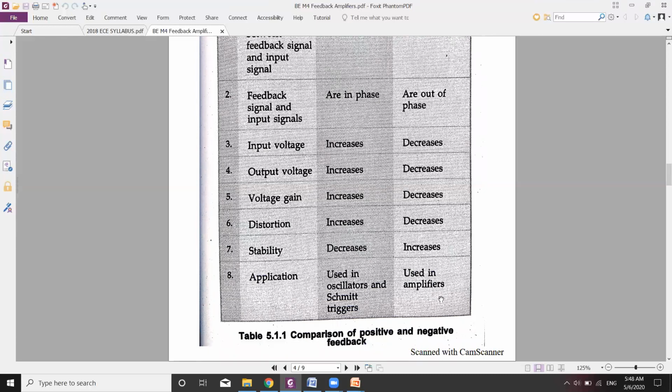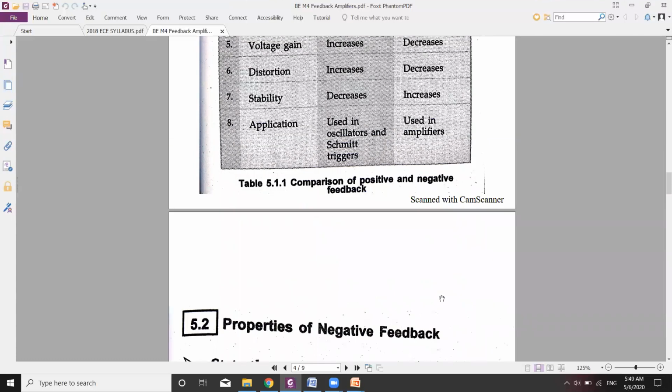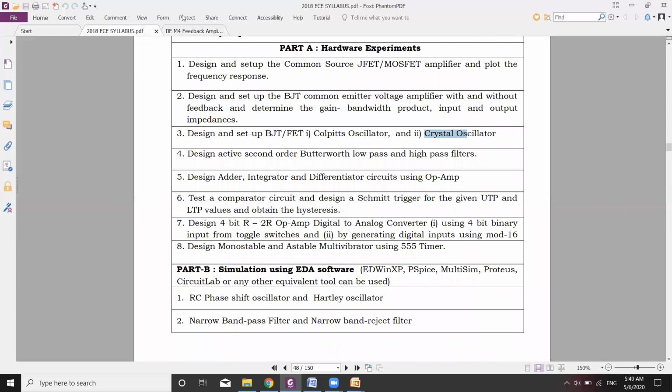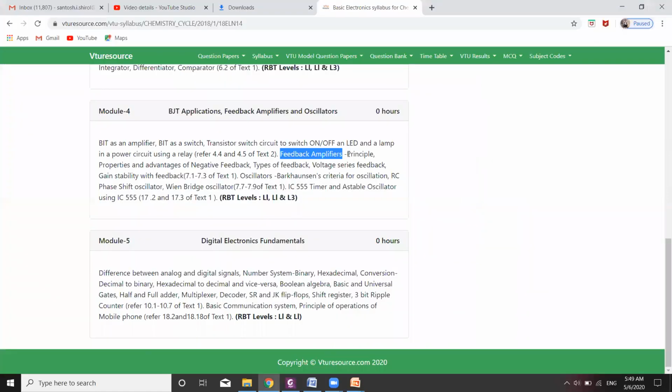Okay, so this is all about the first topic to be discussed. That is, the principle of operation of feedback amplifiers.